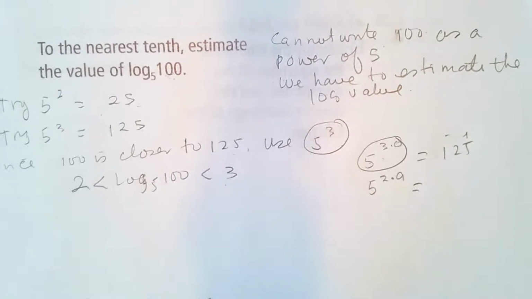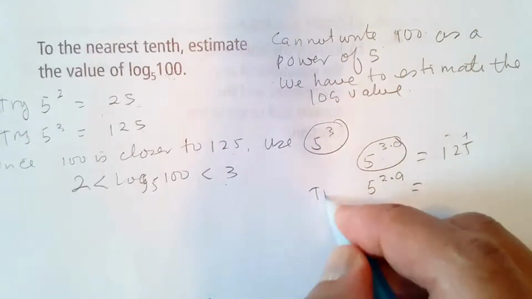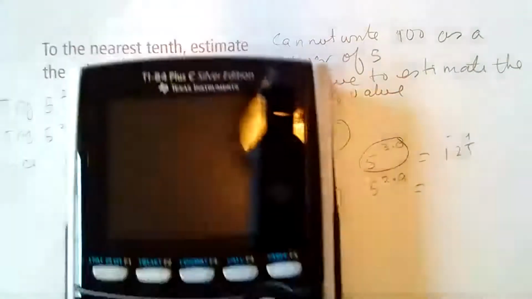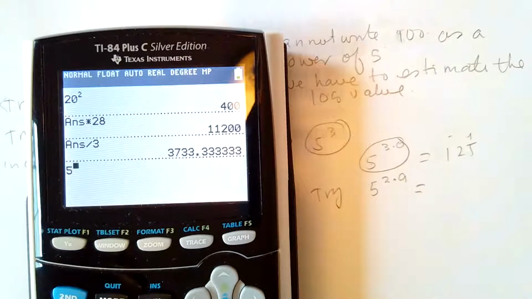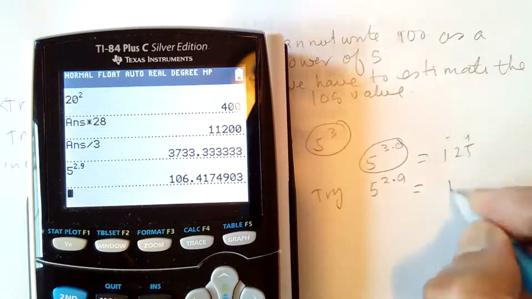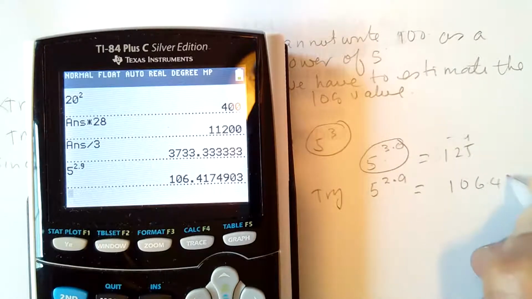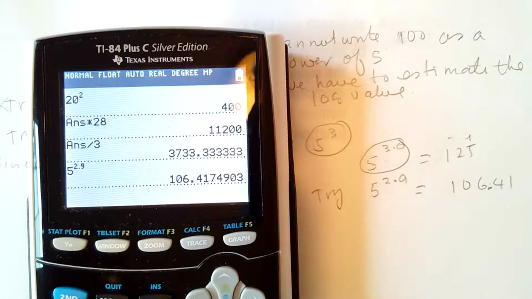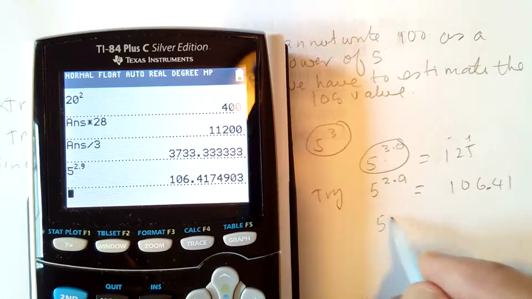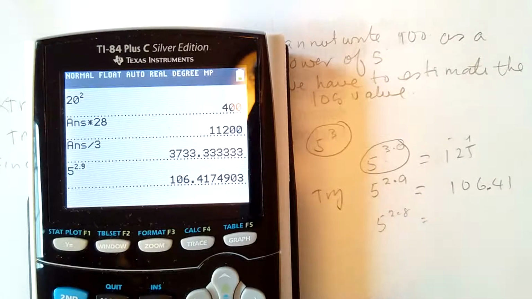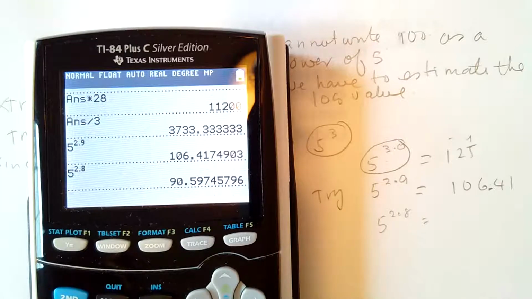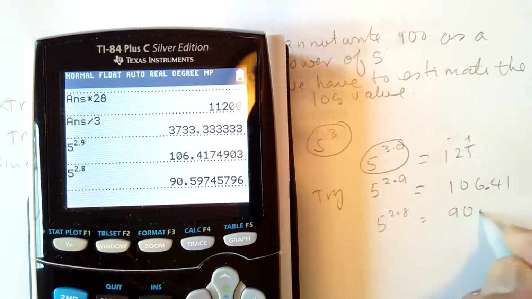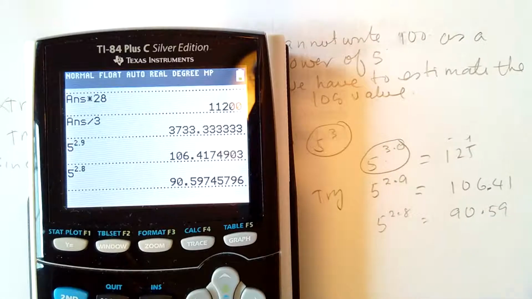So if you try 5 to the 2.9, let's see what we get here. That's 106.41, which is above 100. Now let's try 5 to the 2.8, which is 90.59.